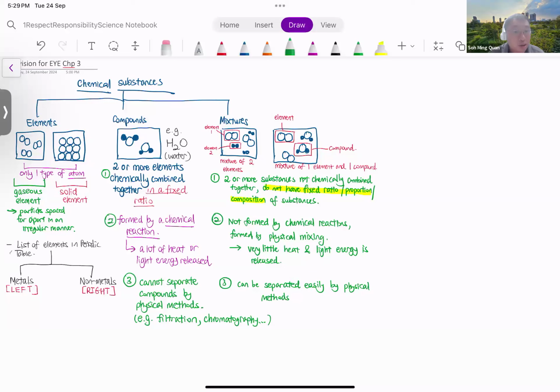Okay, and for mixtures, you should even go deeper. Tell me it's a mixture of what? Is it a mixture of two elements? Is it a mixture of elements and compounds?